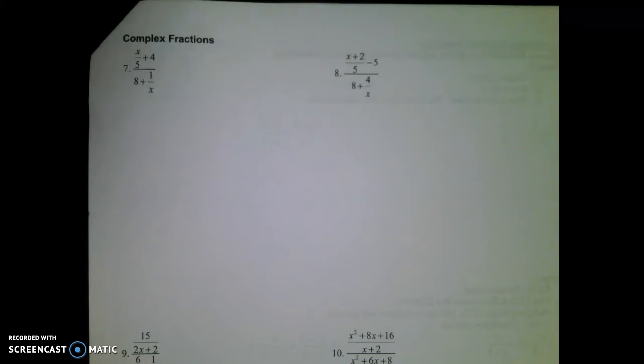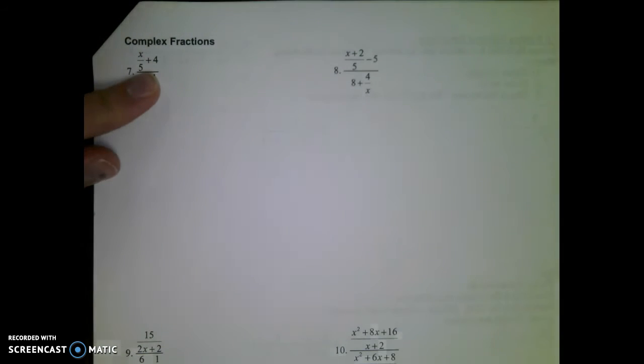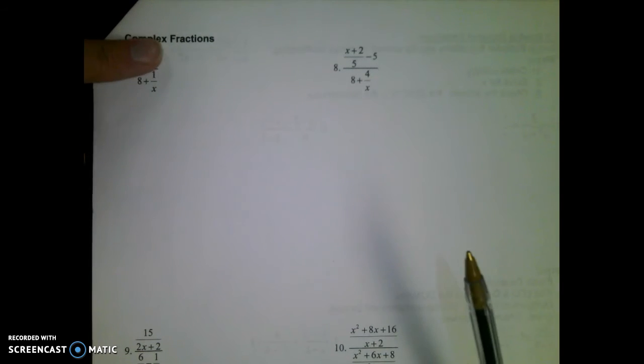Complex fractions look a lot more complicated than they are. The annoying thing about complex fractions is that basically it's 3 problems in one. On the top, if I just cover up the bottom, that's an addition problem. And we know how to get common denominators and simplify an addition problem. On the bottom, it's another addition problem, and we know how to get common denominators and combine those together.